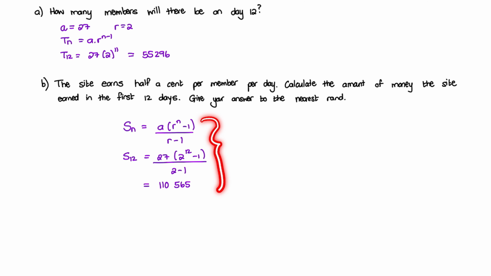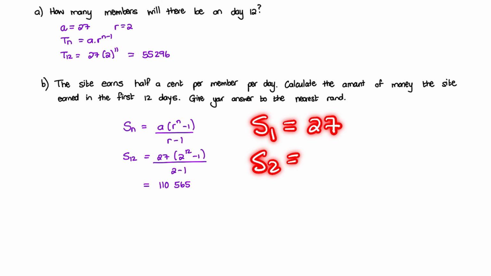So for my approach here, I'm using a sum because we want to find an amount, so that means the sum of. But what we need to focus on is not the half a cent that they earn per day, but we actually need to focus on the amount of members of growth or sum of members per day. So if there is 27 members on day 1, then on the second day there's 27 plus 54 members, and this continues all the way up to day 12.